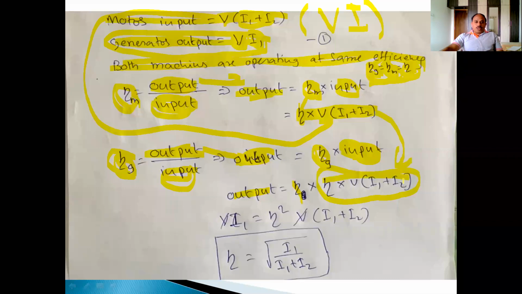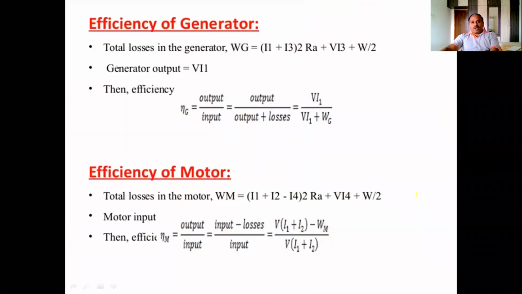Because motor output is equal to the input to the generator, the output from the generator is equal to efficiency squared times this value. The output from the generator is V into I1, which equals efficiency squared into V into (I1 plus I2). V cancels. Therefore, efficiency is equal to the root of I1 by I2.